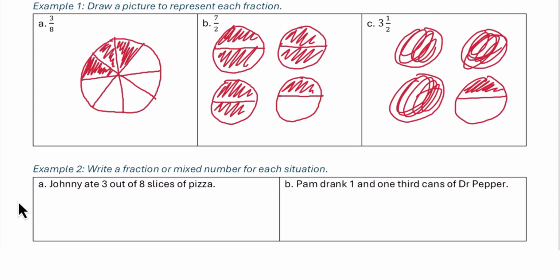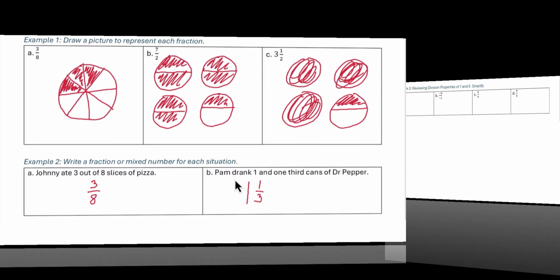In example 2, we want to write a fraction or mixed number for each situation. Johnny ate 3 out of 8 slices of pizza. 3 out of 8, that would be 3/8. Pam drank 1 1/3 cans of Dr. Pepper. 1 1/3. That is a mixed number.